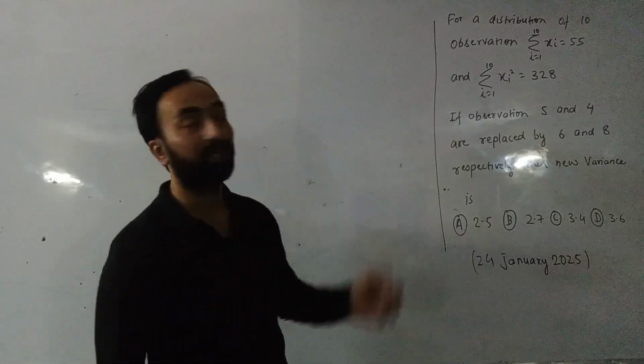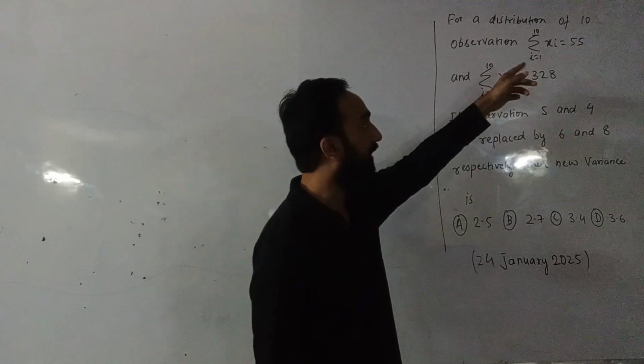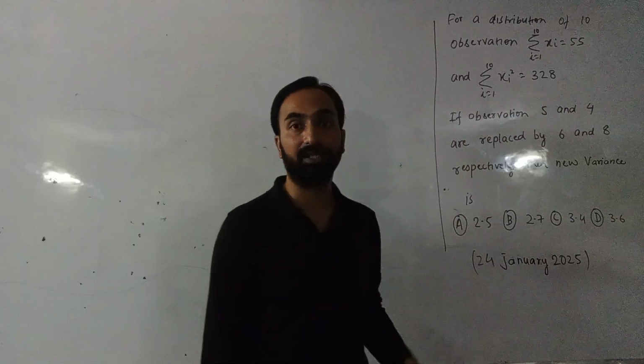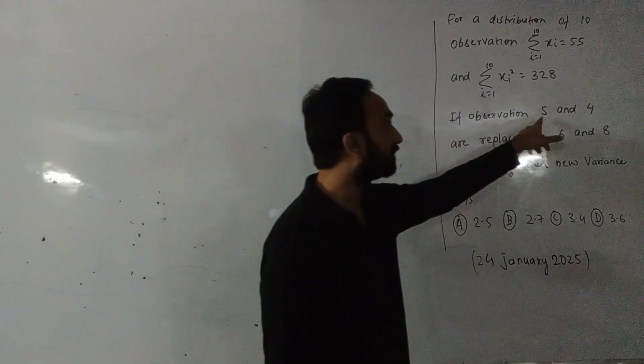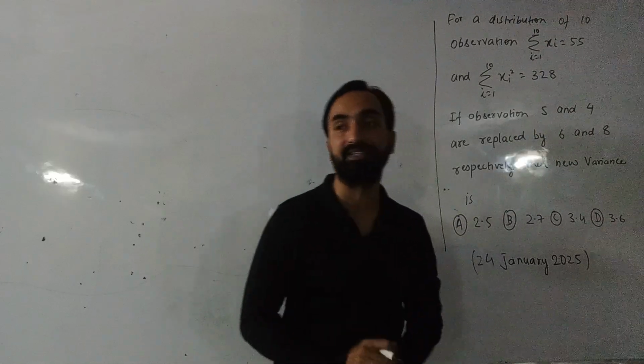Okay, so next question we have is, for a distribution of 10 observations, the summation of xi is given as 55 and the summation of xi square is given as 328. If observations 5 and 4 are replaced by 6 and 8 respectively, then the new variance is.